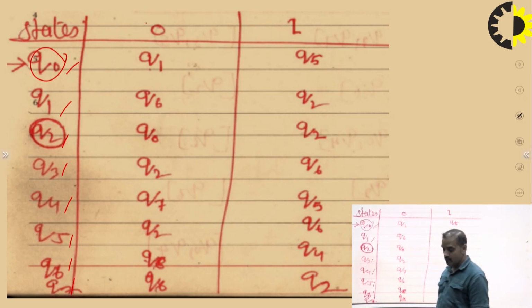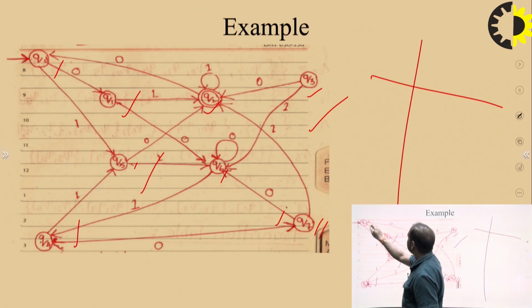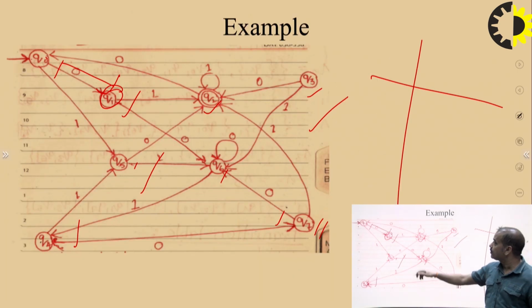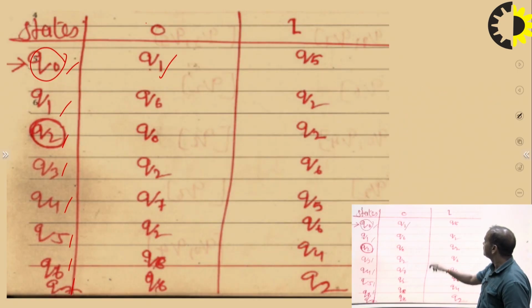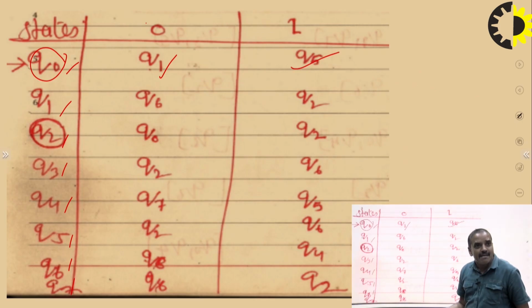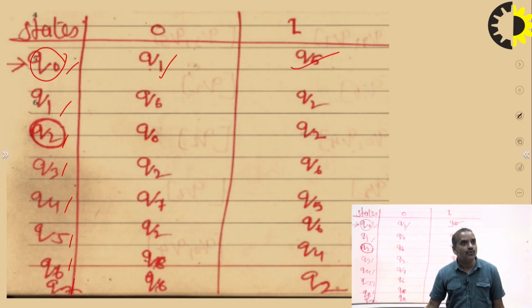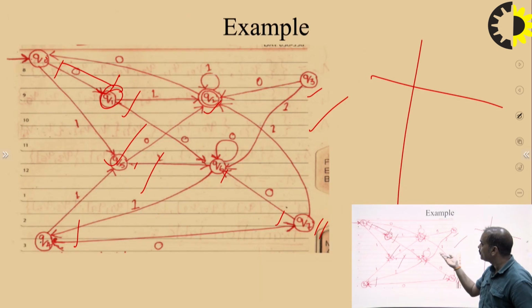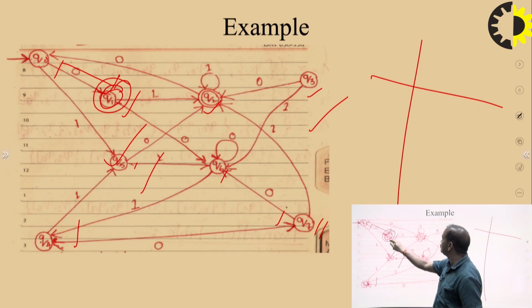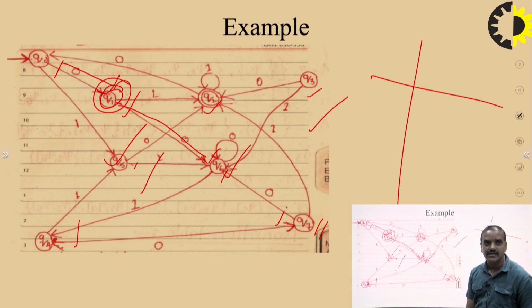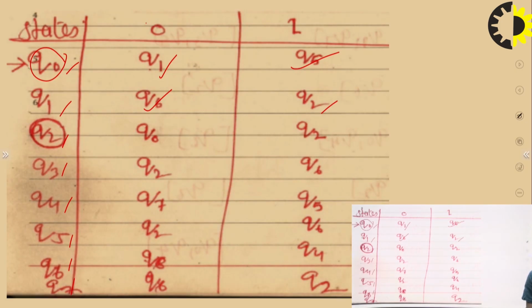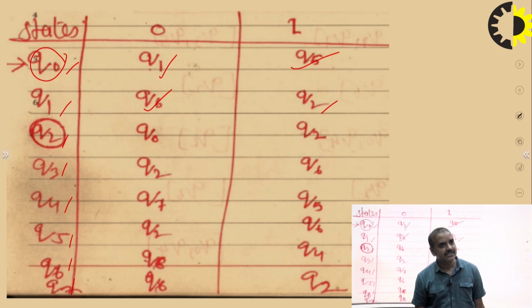Q0 on input 0, the next state is Q1. We write Q1 here. Q0 on input 1, the next state is Q5. We write Q5 here. The same method is used for the remaining states. Q1 on input 0, the next state is Q6. Q1 on input 1, the next state is Q2. We draw the table using this method.